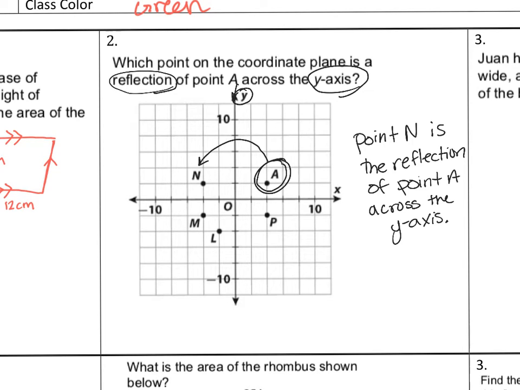Now, just as a little extra credit, but I'm not actually giving you extra credit, just as an extra point, if they asked you to reflect it upon the x-axis, it's as if you were getting your paper and folding it right here at this line. And if you were folding it right there at the x-axis, A would actually be reflected to point P. Point P. Just a little side note.